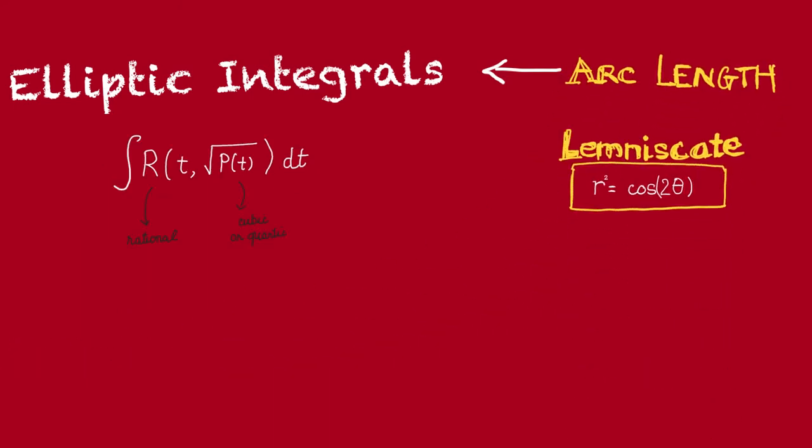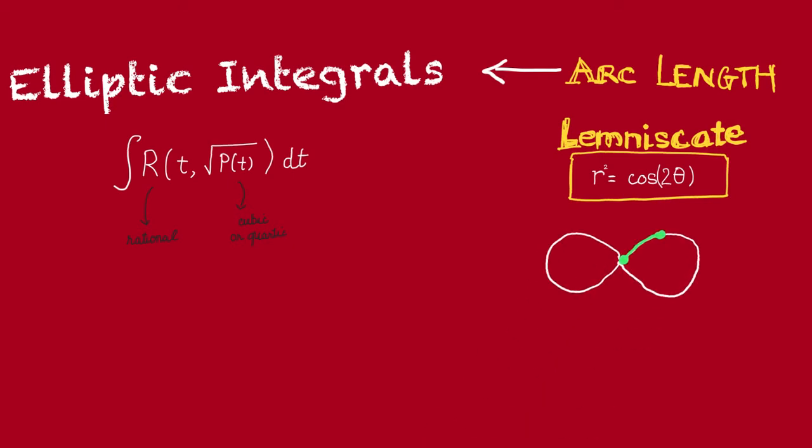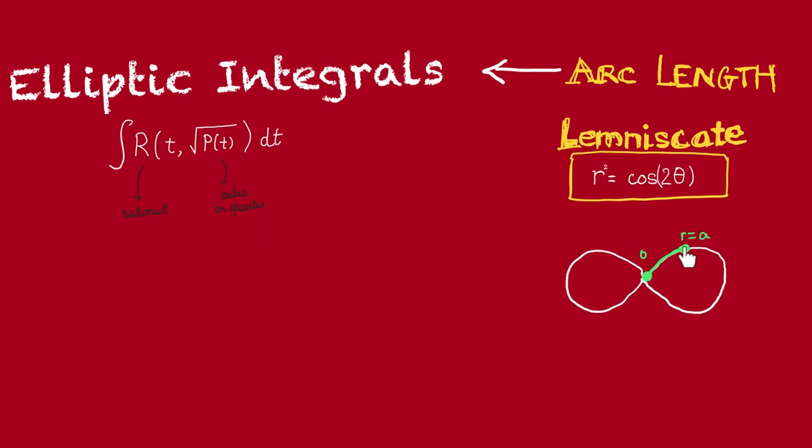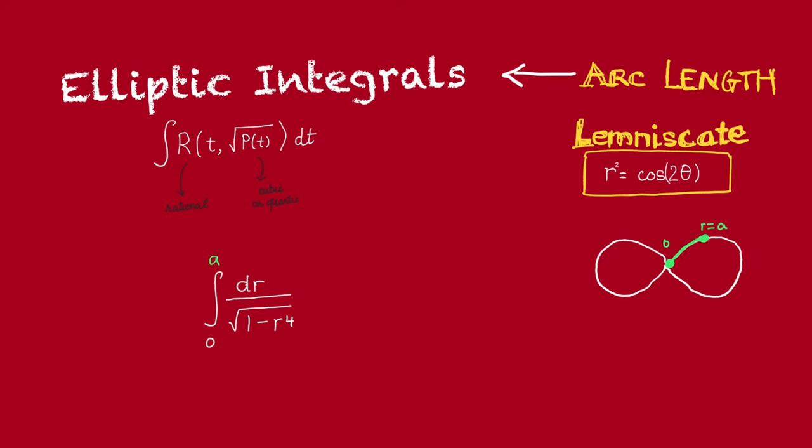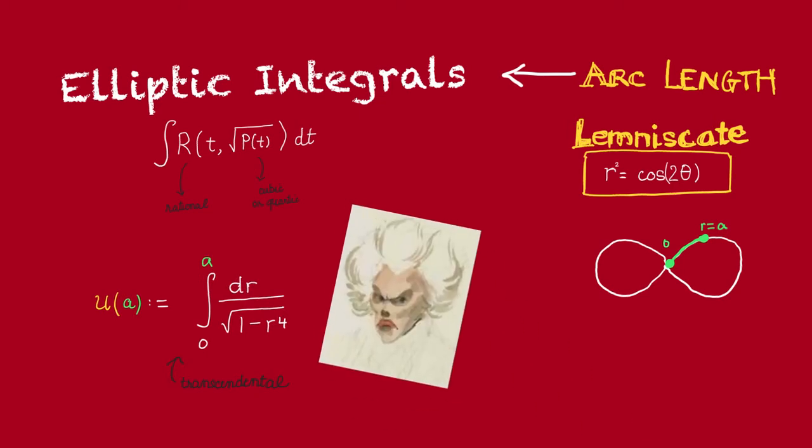For example, in the case of the Leibniz gate curve that we did in part 1, the length of the arc connecting the origin to the point corresponding to r equals a is going to be given by this integral. Now, the reason why mathematicians were so intrigued by this integral is because it cannot be expressed in terms of elementary functions. Thus, they defined a new transcendental function. This functional viewpoint was first taken by Legendre.